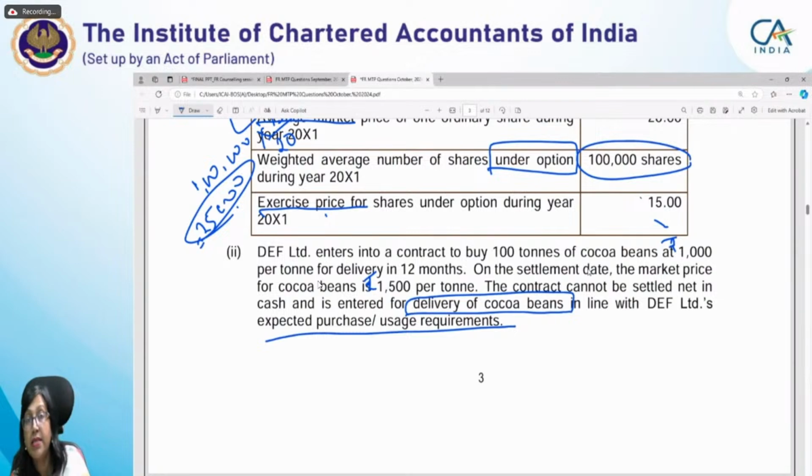So this is basically an executory contract. You have to execute this contract. You cannot settle it through cash or settle through difference in the value. You have to deliver the item, the commodity. So it is basically an executory contract. Okay.